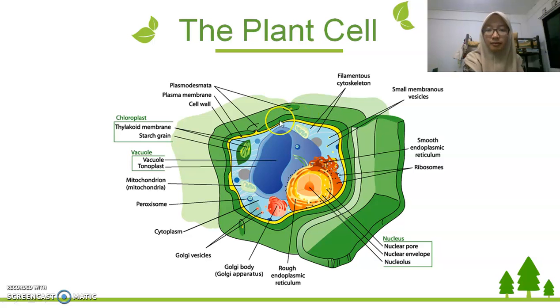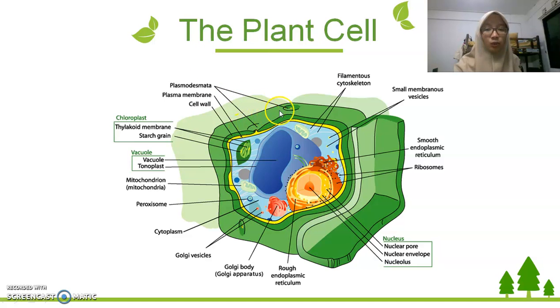And this is the large central vacuole. It is surrounded by its own membrane and contains water and dissolved substances. Its primary role is to maintain pressure against the inside of the cell wall, giving the cell shape and helping to support the plant.